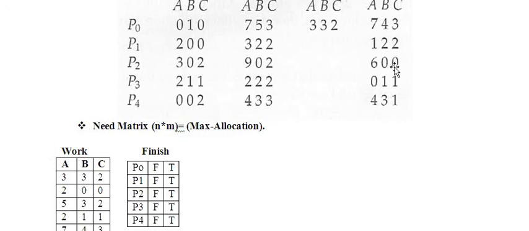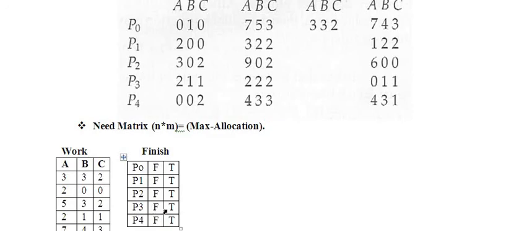Similarly, next what has to be done? 5, 3, 2, 600, can it be? No, because 6 is bigger than that, it can't be. Then what is next? 0, 1, 1, yes, when we compare, 0, 1, 1 is lesser than 5, 3, 2, so it can be. So next process which is executed is P3.